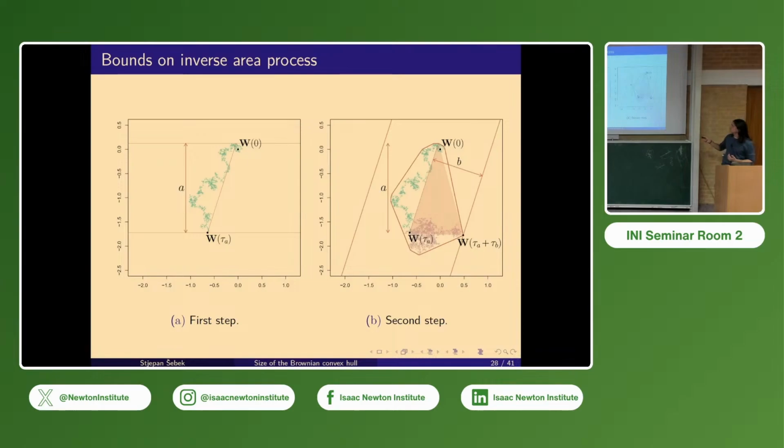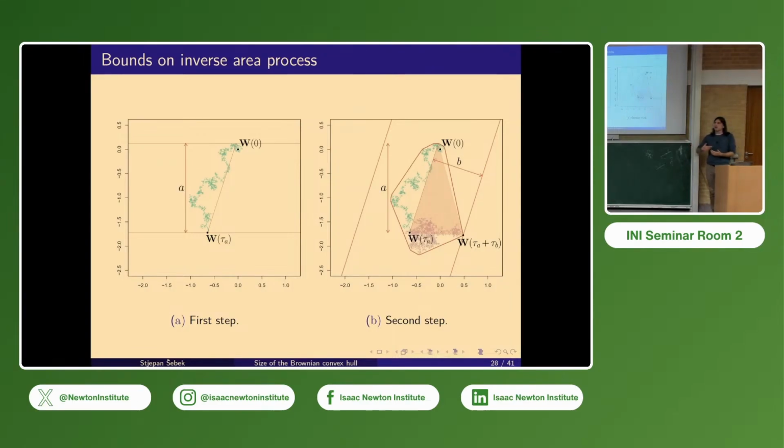And after this happens, we just wait until we exit this infinite strip of width 2b, which amounts to waiting until one-dimensional Brownian motion exits this symmetric interval around the origin from -b to b. So it's again exiting from a ball, but for one-dimensional Brownian motion. And these are all known results.